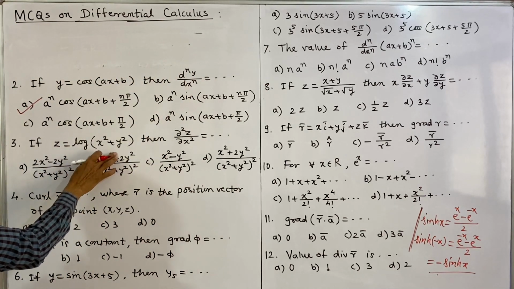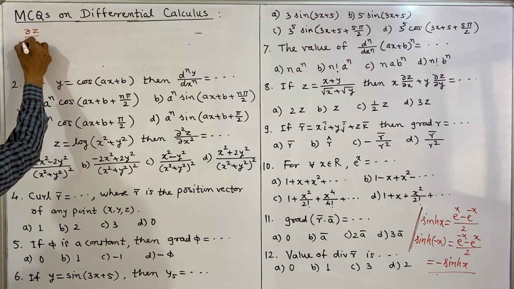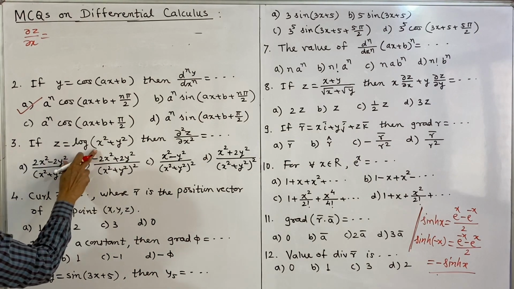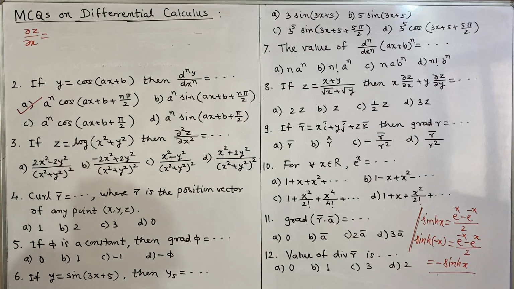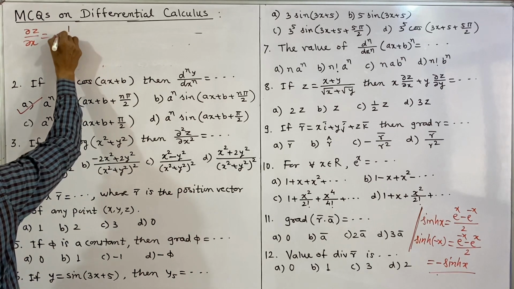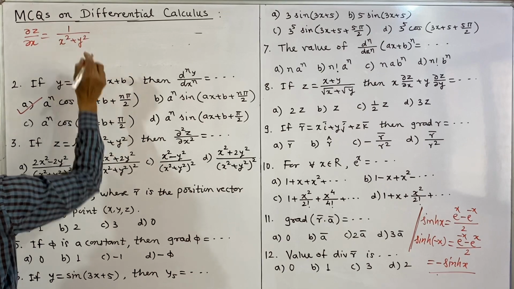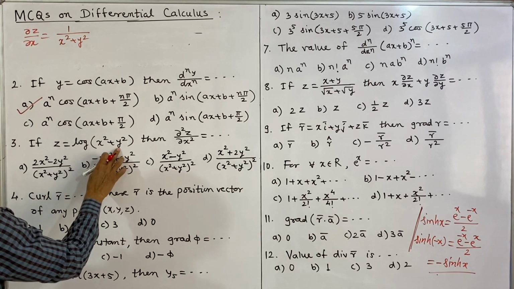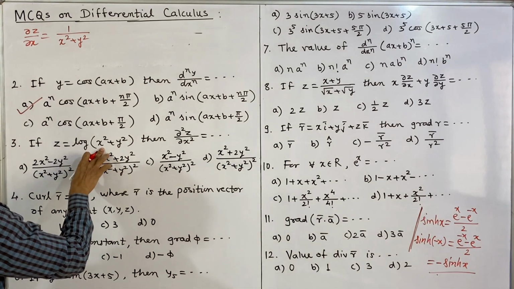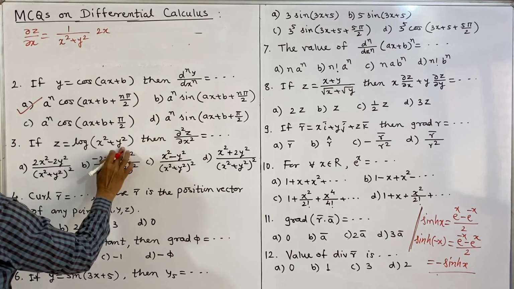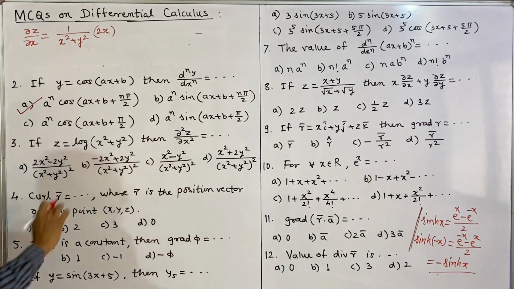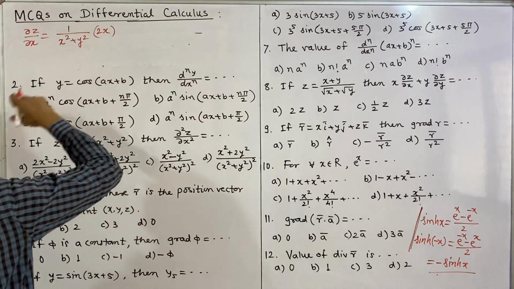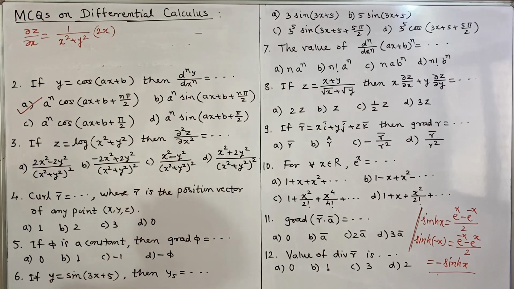Z is log of x square plus y square, then dou z by dou x will be, the derivative of log is 1 upon x, and we are differentiating partially with respect to x, so we have to treat y as constant. So first it will be 1 upon x square plus y square into the partial derivative of x square plus y square by chain rule. The derivative of x square with respect to x is 2x, and the derivative of y square will be 0, because when we differentiate partially with respect to x, we treat y as constant. So this much is the first derivative, which will be 2x divided by x square plus y square.